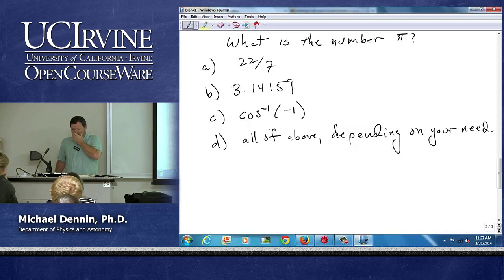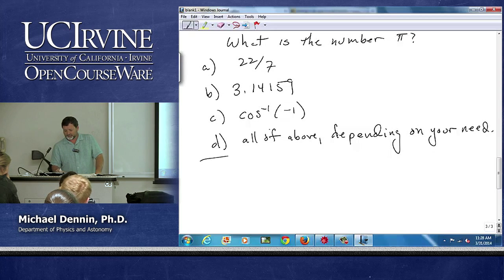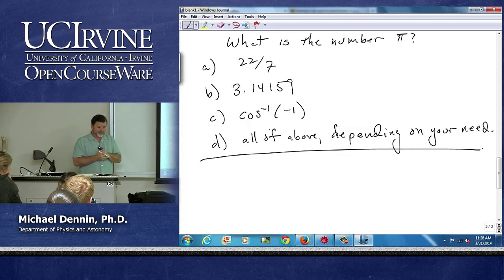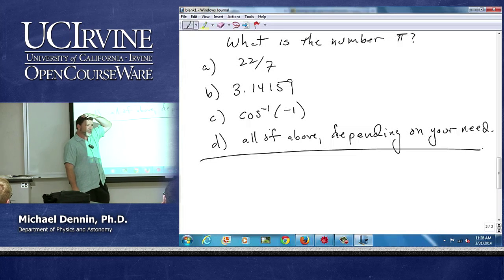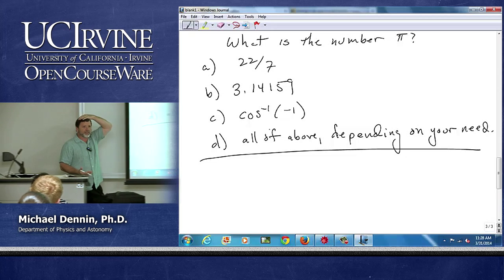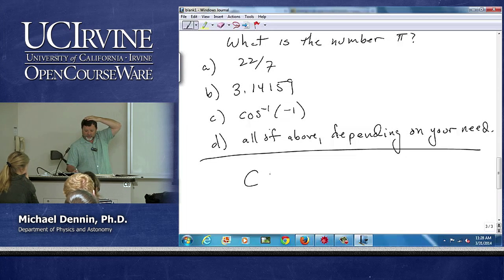Now, luckily I didn't say 3, right? What is the real definition of pi? C. Well, C is, you would get pi for C, but it's not really how we define pi. How was pi originally defined? From a circle. So the circumference of the circle is pi times its diameter.